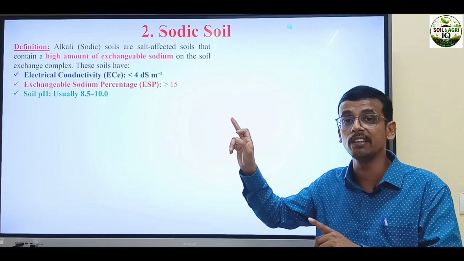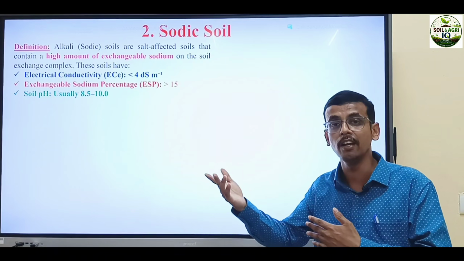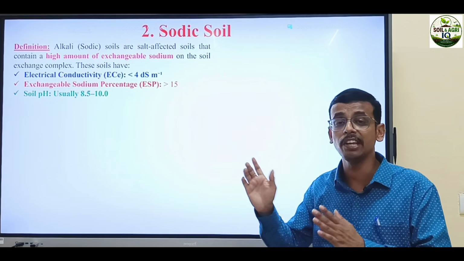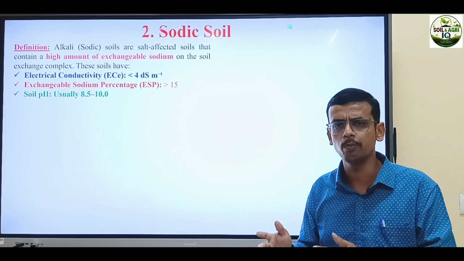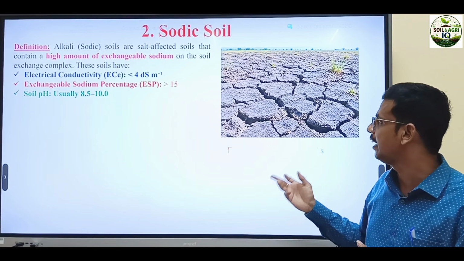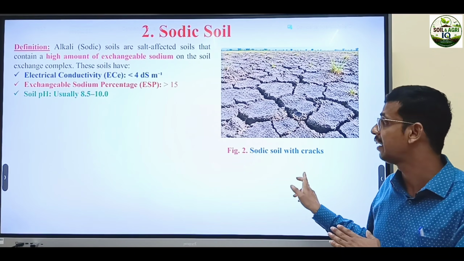Exchangeable sodium percentage is more than 15. pH is again more than 8.5. In Indian condition more than 8.2, or the range is 8.5 to 10. Indian condition also 8.2 to 10. So this is the picture. See the alkali soil or sodic soil, how it looks like.